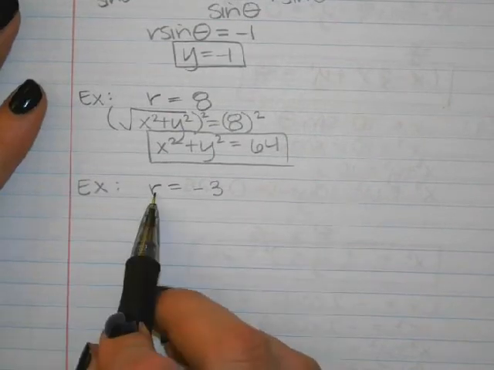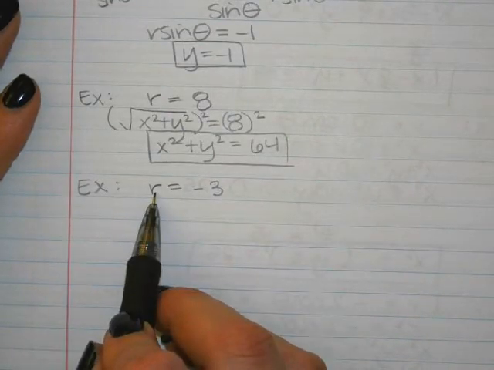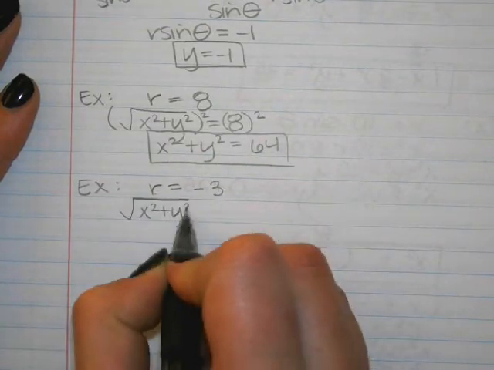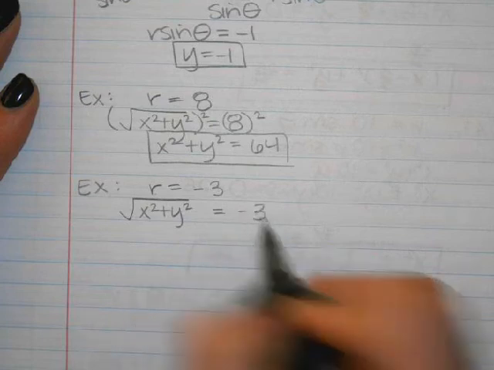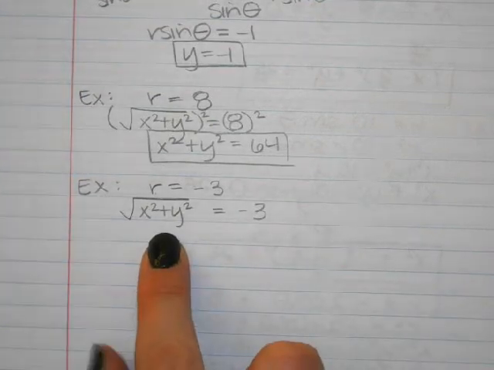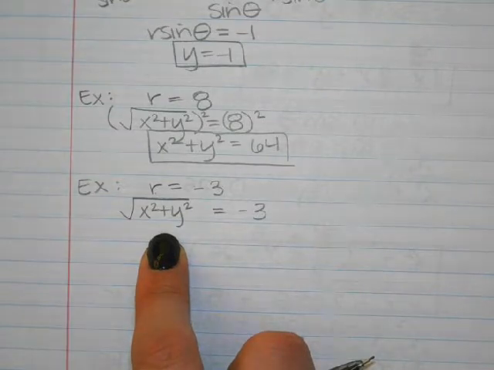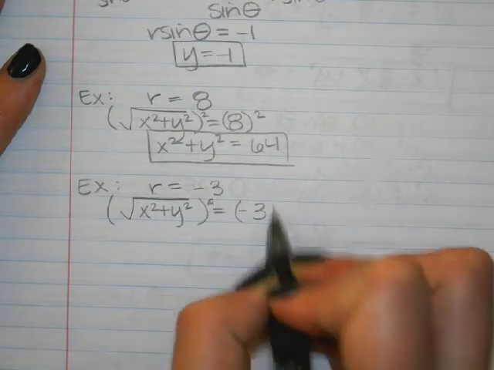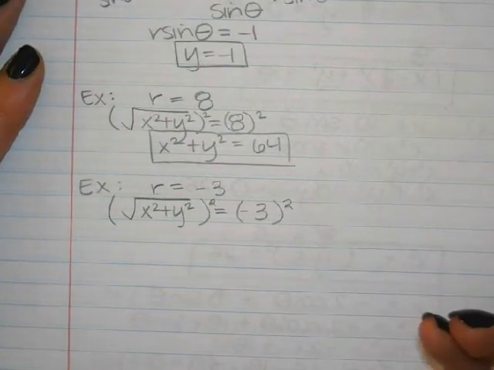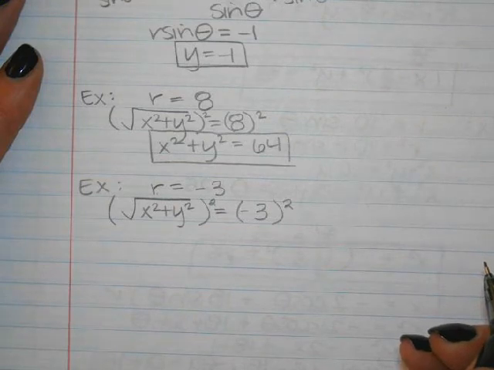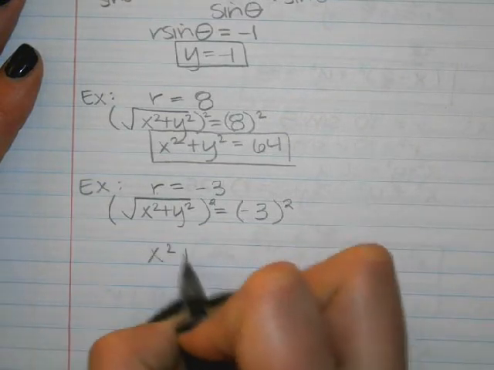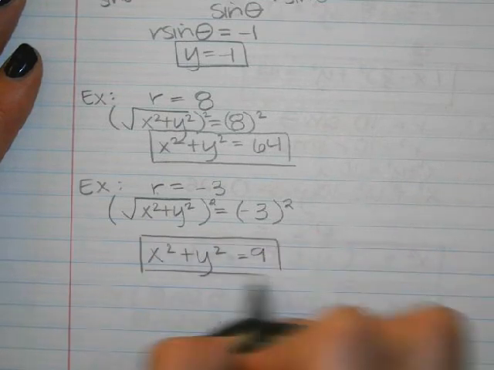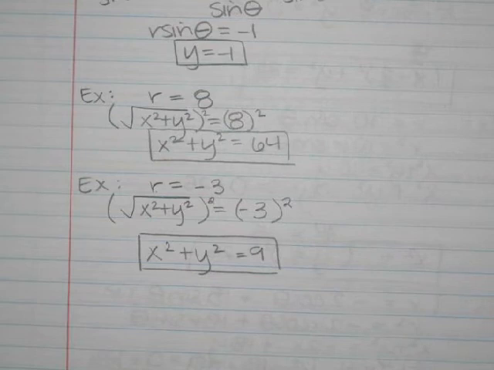So we're going to replace the r with what? Square root of x squared plus y squared, and it equals negative 3. And this is not a recognizable equation yet. We square each side. So we end up with what? And it's a circle.